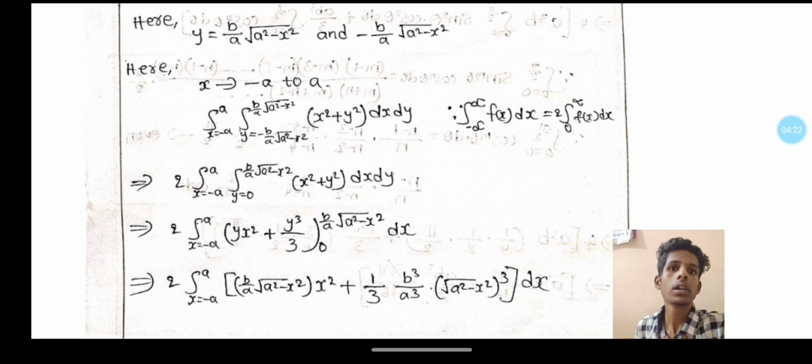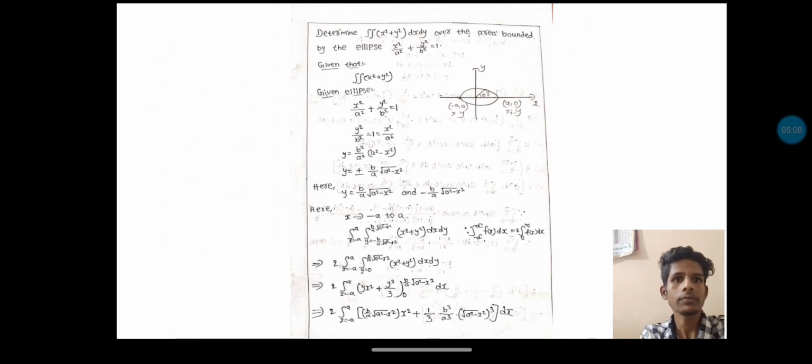So it is 2 times integration x from minus a to a, of x square y plus y cube by 3, with limits 0 and b by a into square root of a square minus x square, dx. Again we will substitute the limit values into y. Then 2 times integration of x from minus a to a, of x square into b by a square root of a square minus x square plus 1 by 3 constant and b cube by a cube into square root of a square minus x square whole cube, dx.